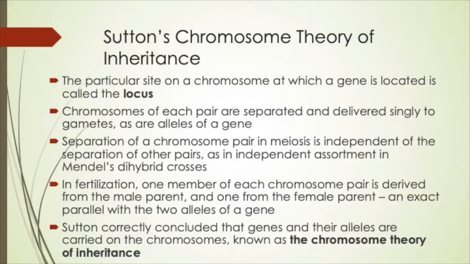Meiosis, which related to Mendel's factors, wasn't discovered until 1890. And then Walter Sutton recognized the similarities between Mendel's genes and the behavior of those chromosomes. Sutton discovered those particular sites on the chromosome, which he called the locus. So a specific part on the chromosome is called a locus.